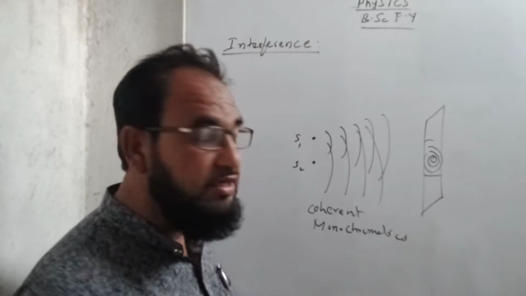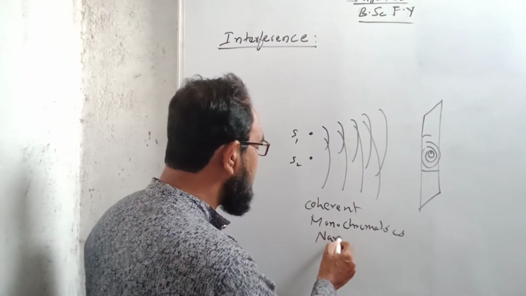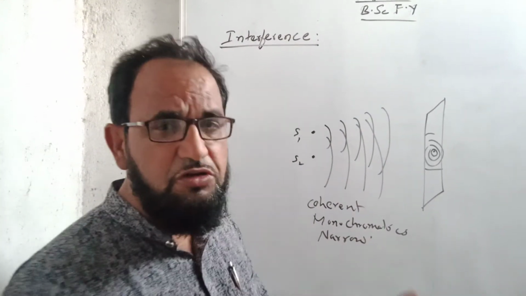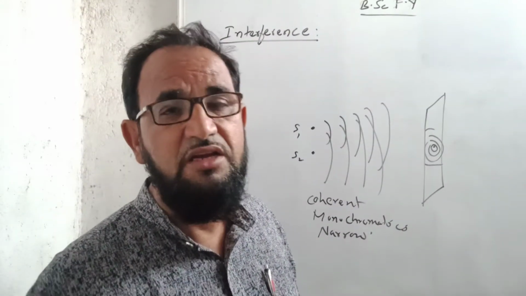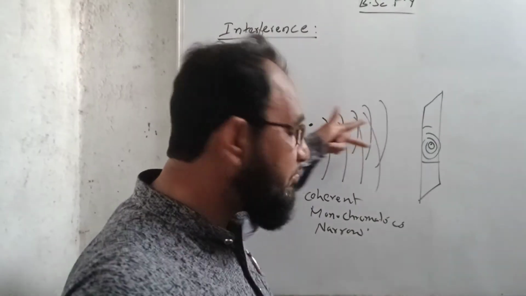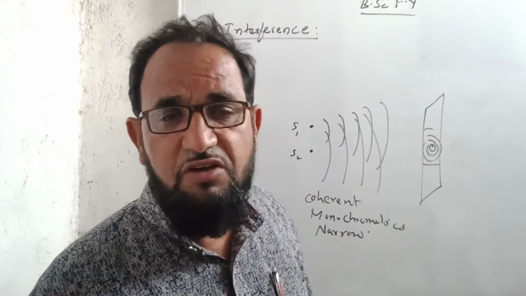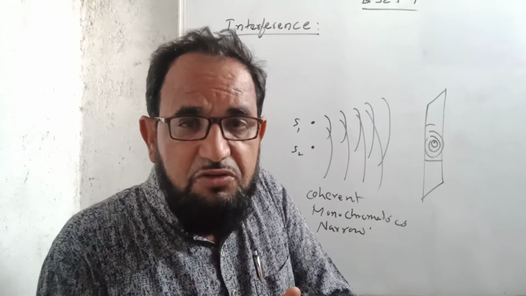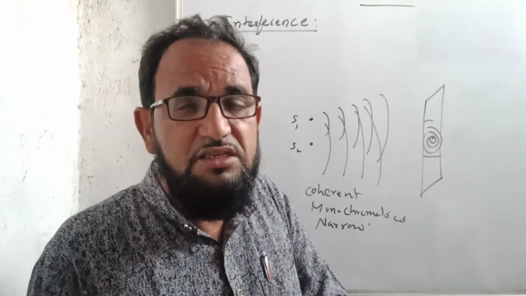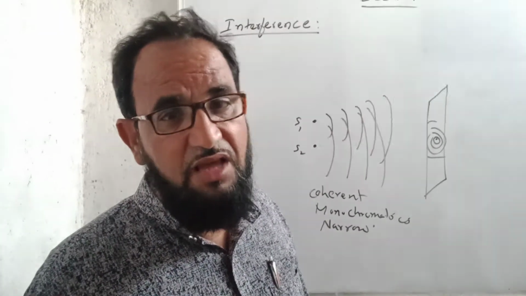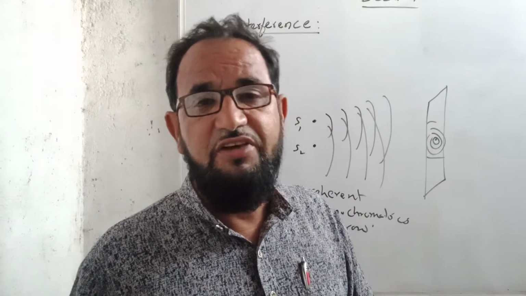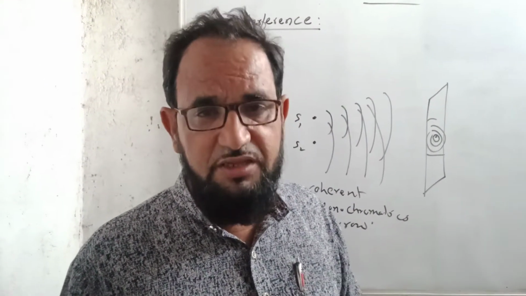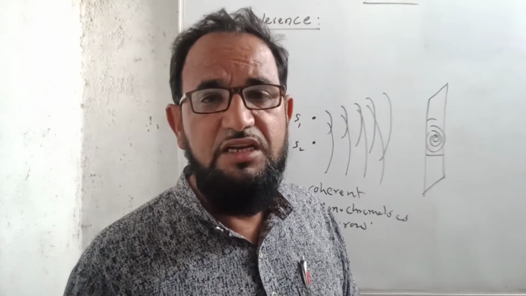Two sources should be narrow. Narrow means that with broad sources you are not going to get the interference of light. Two sources of light should emit the light waves in the same direction, and the two sources should be very near to each other. If all these conditions are fulfilled, then there will be interference and a steady interference pattern will be observed on the screen. This is our previous knowledge from earlier classes.